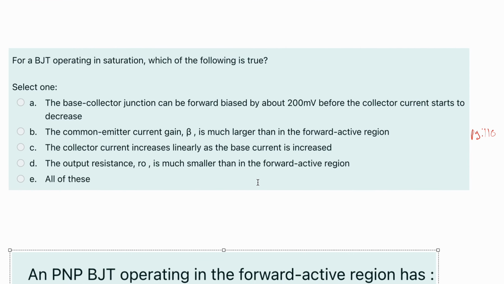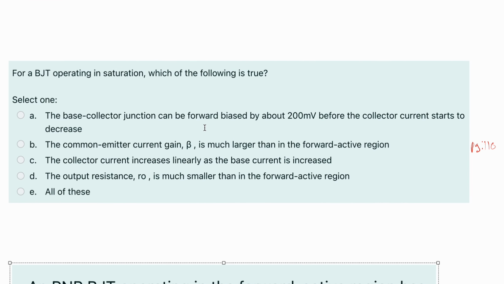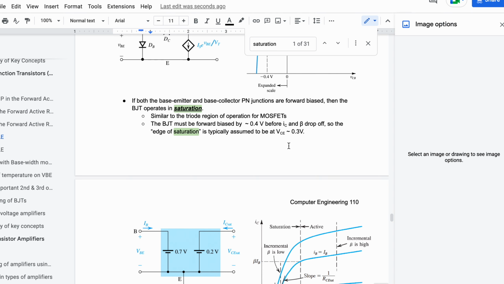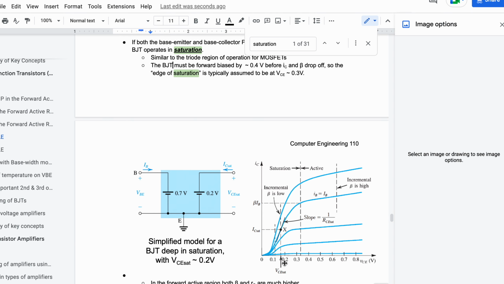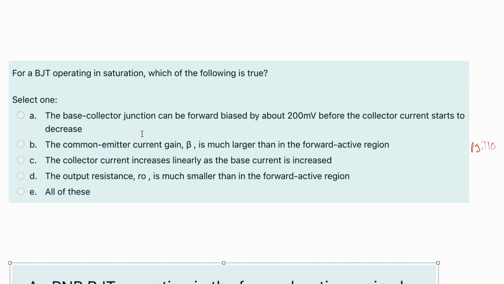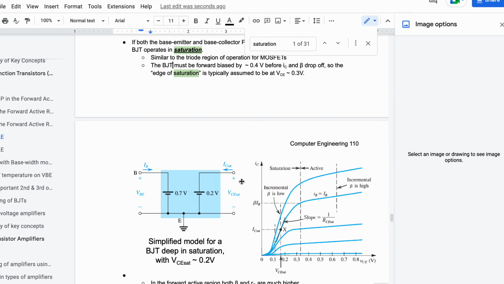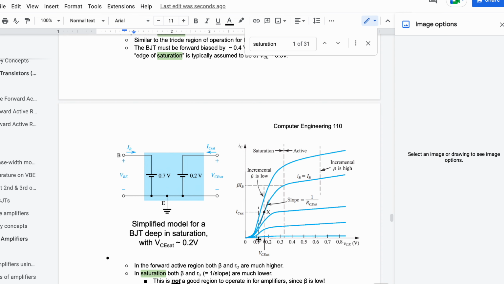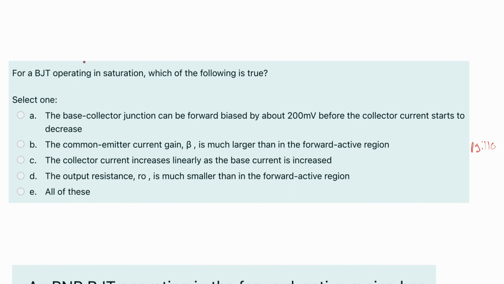Looking at our question here, the base-collector junction can be forward biased about 200 millivolts before the collector current starts to decrease. It does have 0.2 volts right here, and it's saying the base-collector can be forward biased by about 200 millivolts before it's decreasing. After 0.2 volts, we can see that we're increasing. So this would be false because this should be increasing, not decreasing.